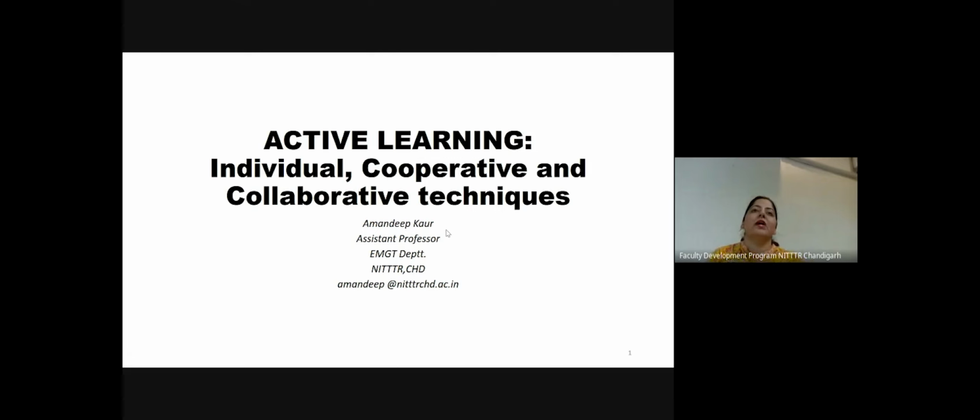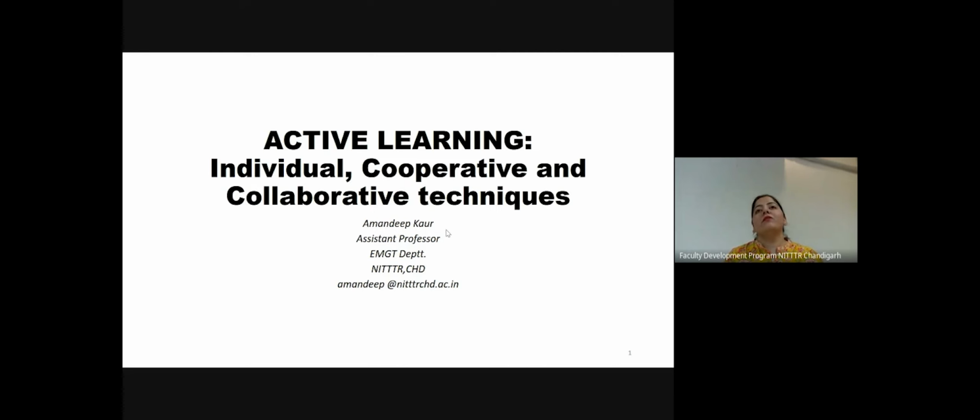So we are going to start with our very first session, that is on cooperative and collaborative learning techniques. When it comes to designing the instruction, the very important part of any organized experience is what teaching method is being selected by the faculty. As per the literature, there are approximately 101 teaching methods available to us.